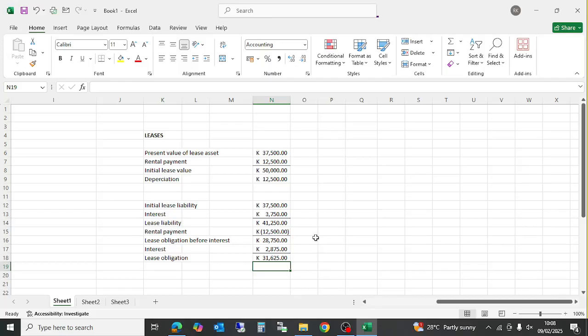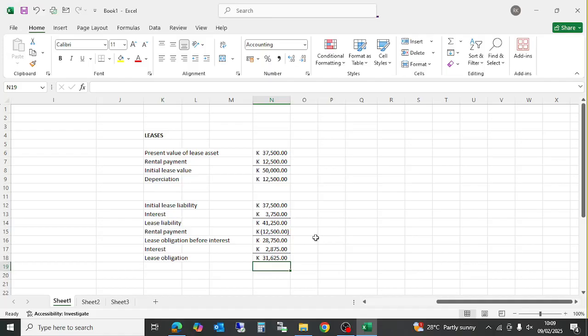So we know the value of the assets, which is the 50,000, the initial value. We have to reduce it as per depreciation. The depreciation is 12,500. How did we find it? Firstly, we got the present value of the asset, added back the rental to get the initial value of the right of use asset, which is 50,000. Divided it by the lease period, we got the depreciation of 12,500.